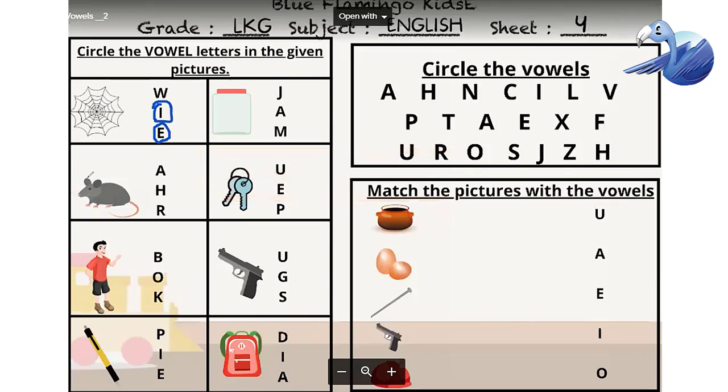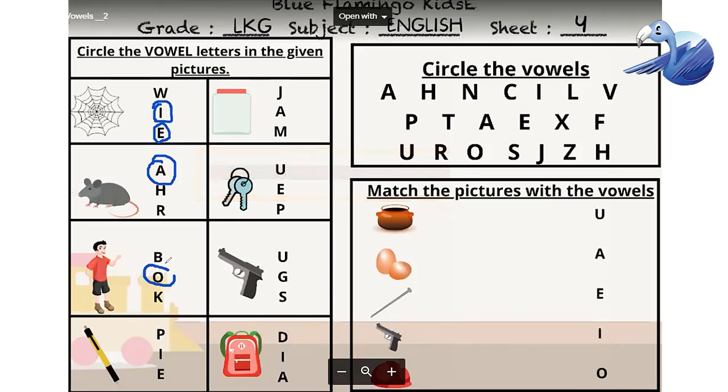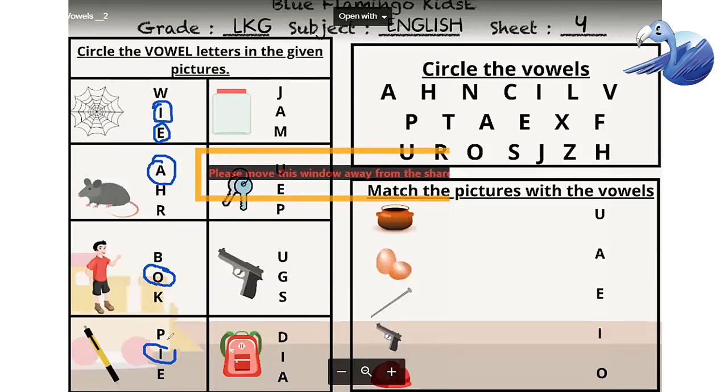Okay, now look at the picture here, students. Now here, A is a vowel letter? Yeah, so we have to circle that. Now, next is B. B is a vowel letter? No, so we don't have to circle B. O? Yes, O is a vowel letter, so we have to circle O. Now, next is I. I is again a vowel letter, so we have to circle I. E. E is also a vowel letter.